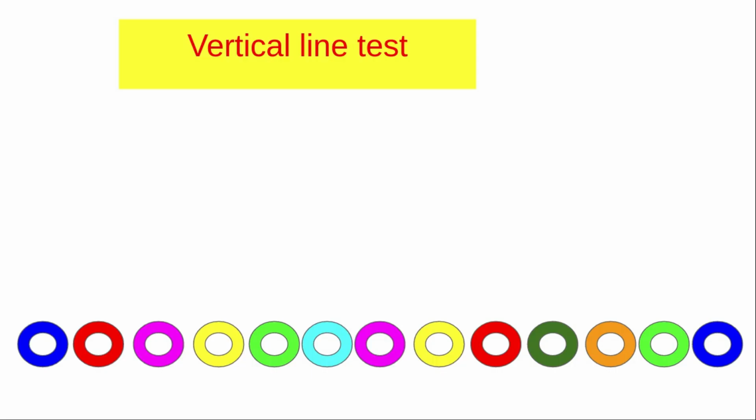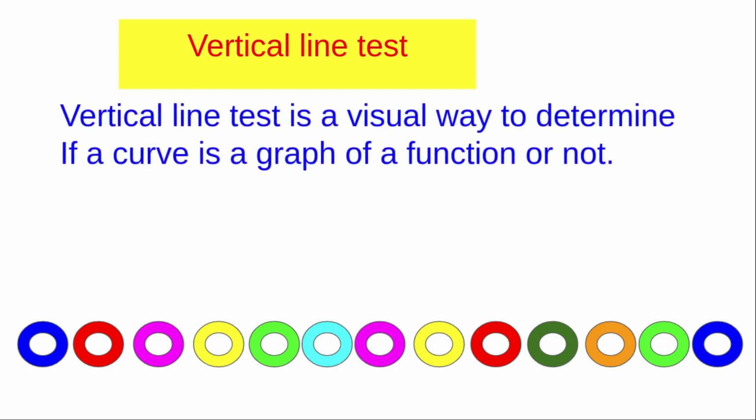Okay, vertical line test. The vertical line test is a visual way to determine if a curve is a graph of a function or not. We use the vertical line test to find out whether the given curve is a function or not.